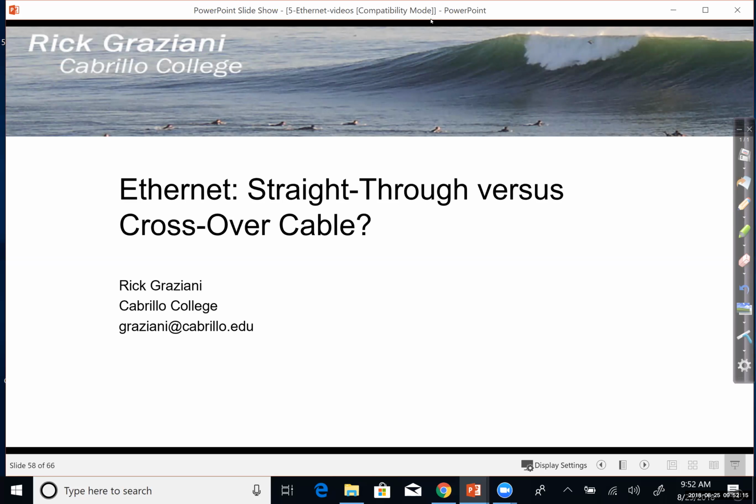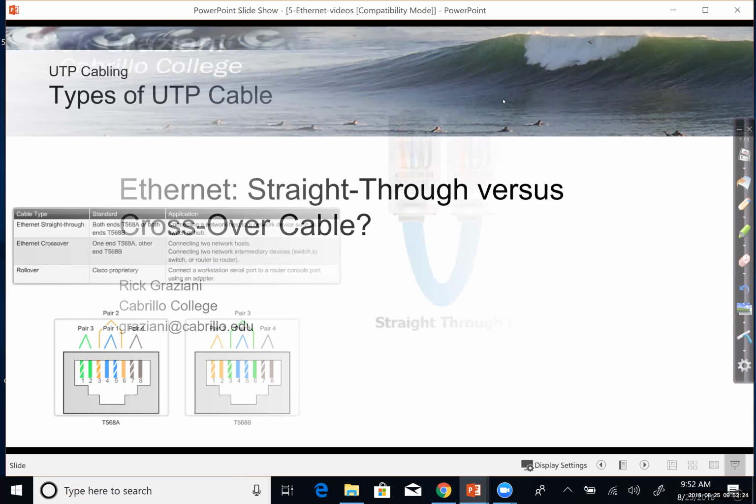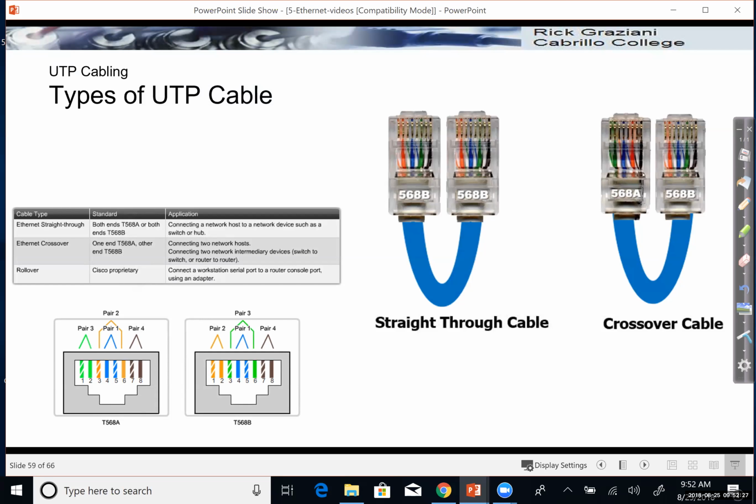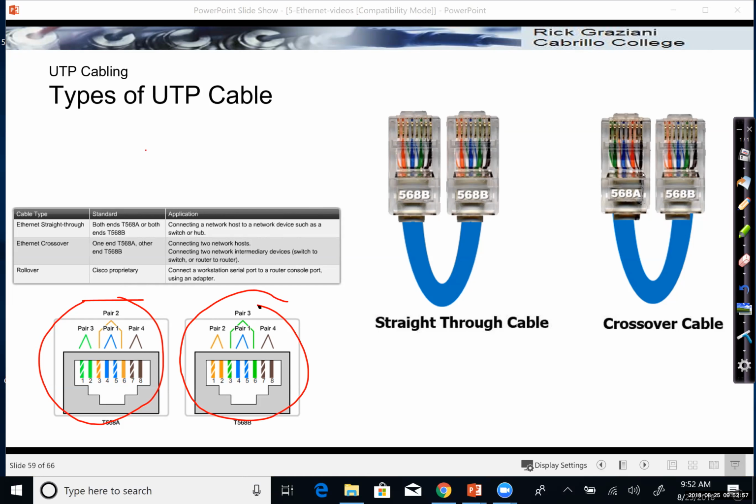Hi, in this video, I'm going to talk a little bit about the difference between Ethernet straight-through cables and crossover cables. If you remember from your reading or videos, you learned a little bit about two types of unshielded twisted pair, or could be shielded twisted pair Ethernet cables: straight through cables and crossover cables. The difference between these cables is in how they are pinned, how the connectors have the different cables attached.